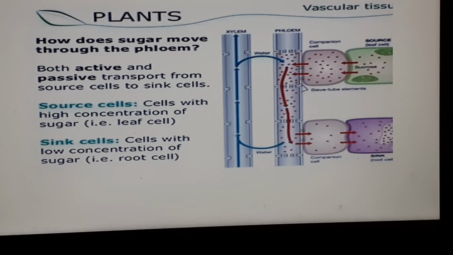And it comes to our sink cells. So these are said to be source cells and sink cells. In source cells, a high concentration of sugar is present, whereas in sink cells, a low concentration of sugar. This is the example of a root cell, and this is the example of a leaf cell. Source cells are examples of leaf cells, through which active and passive transport take place. So, how does sugar move through the phloem? This way it moves. From source cells to sink cells it reaches with the help of phloem tissue.